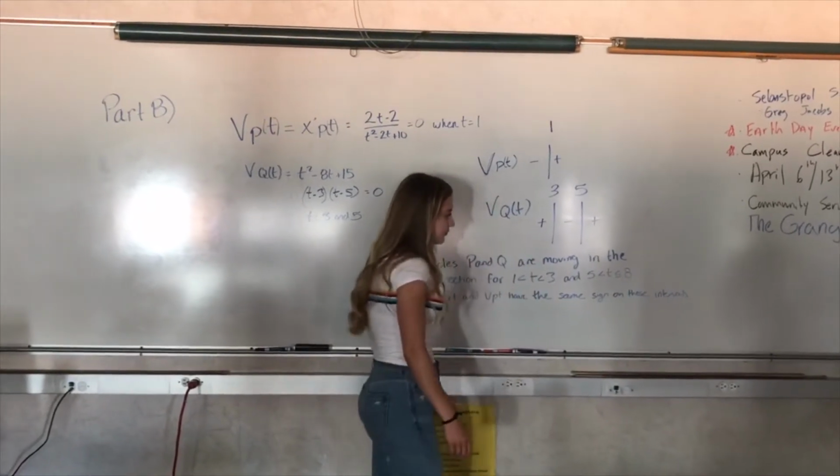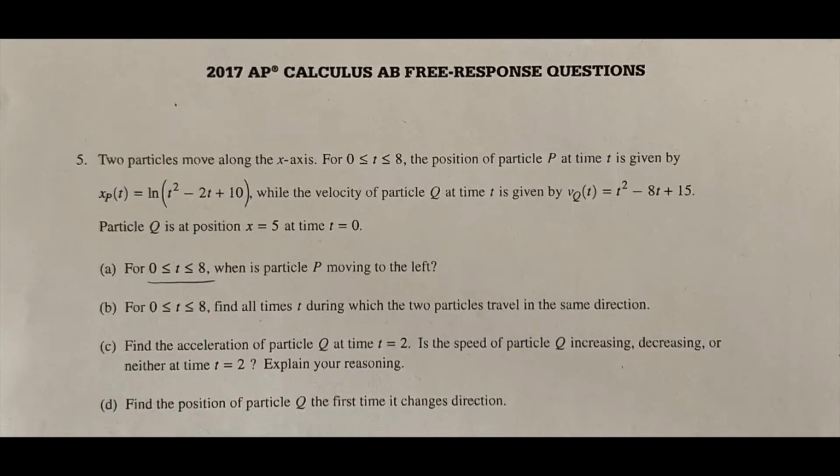Part C. Find the acceleration of particle Q at time t equals 2. Is the speed of particle Q increasing, decreasing, or neither at time t equals 2? Explain your reasoning.